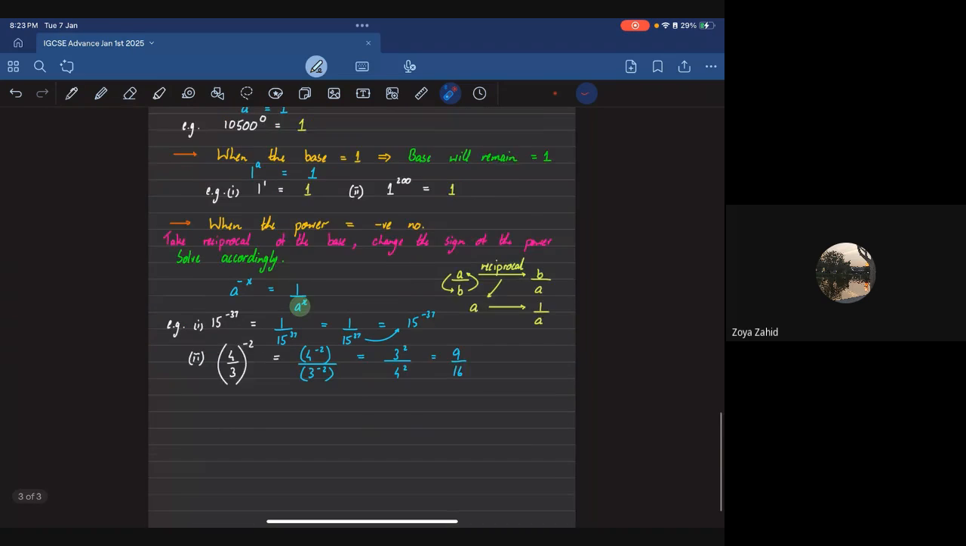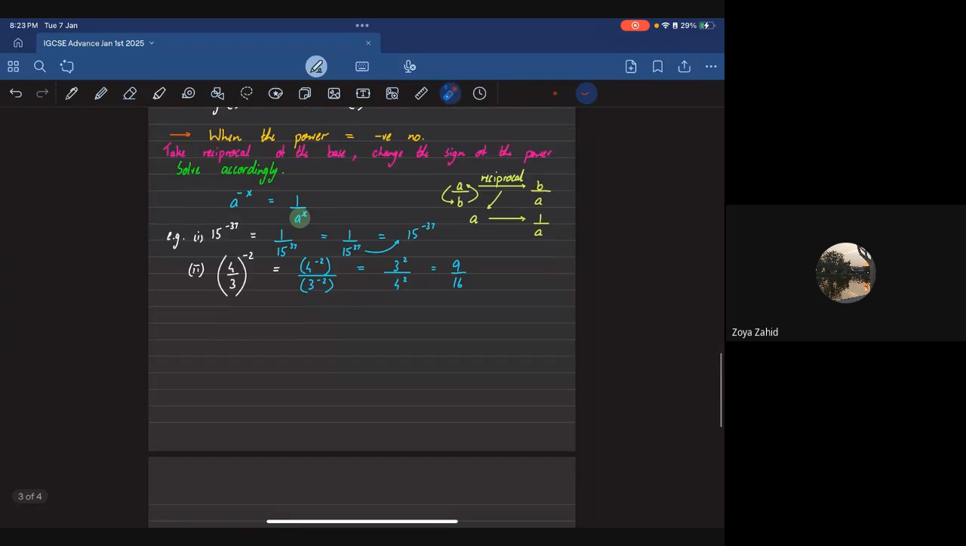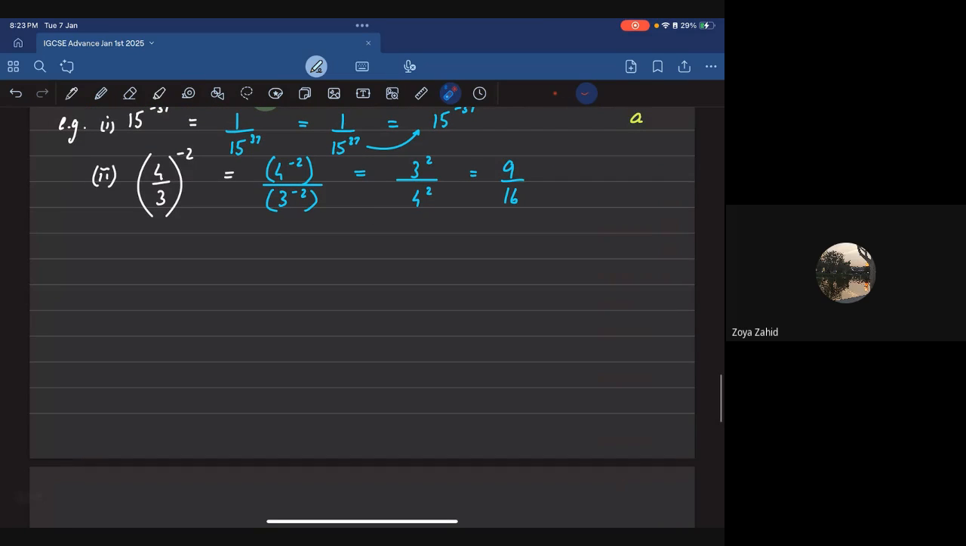And now we're going to move on to our next topic, which is surds. All right, guys. Can anyone describe to me, what's the first word that comes to your mind when I say the word surds? Yes.